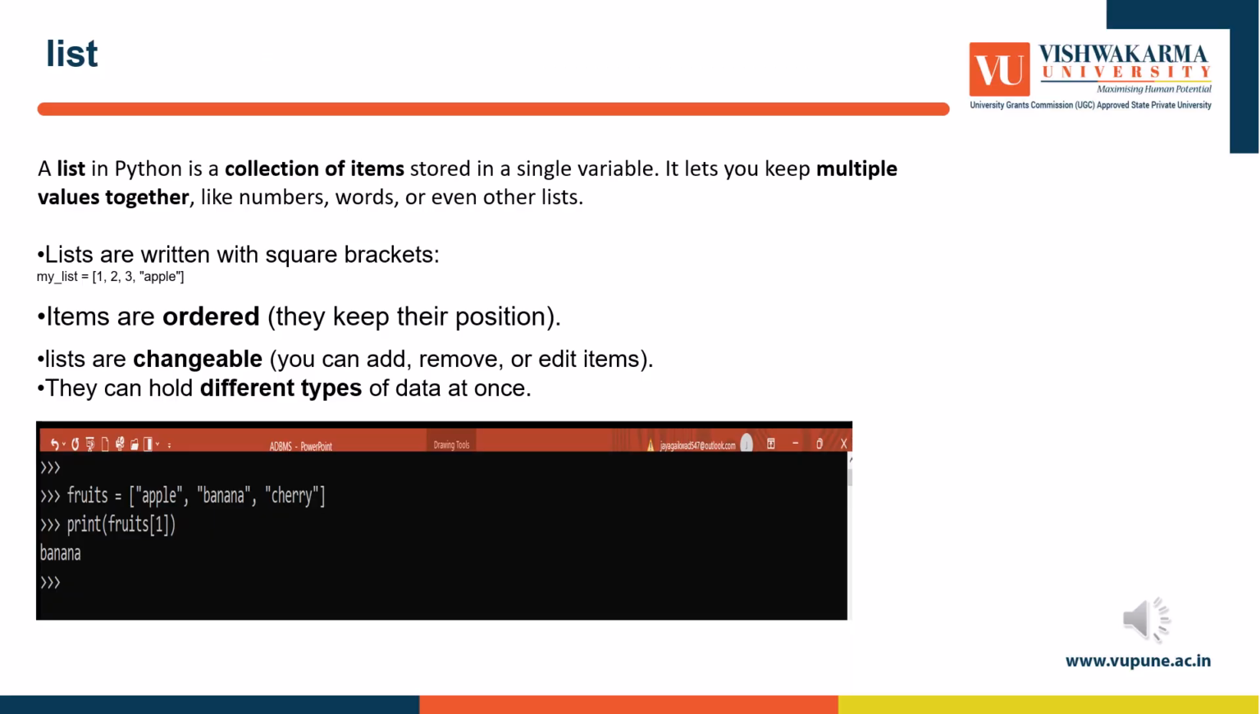Let's see the definition of list. A list in Python is a collection of items stored in a single variable. It lets you keep multiple values together like numbers, words, or even other lists. Lists are written with square brackets. Items are ordered in lists. Lists are changeable. They can hold different types of data at once. So this is list.